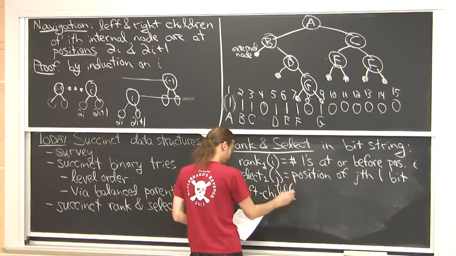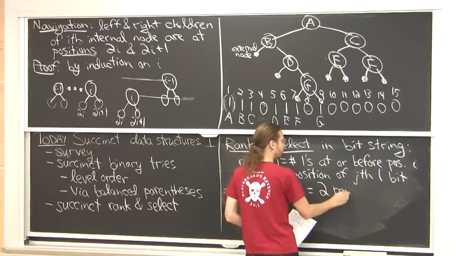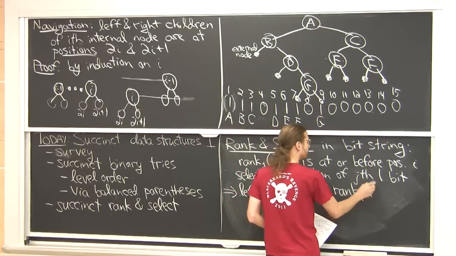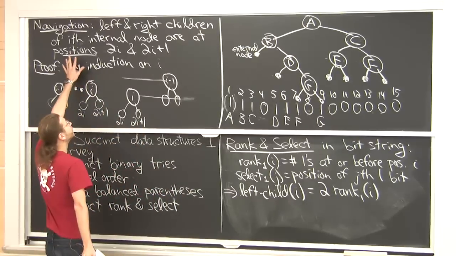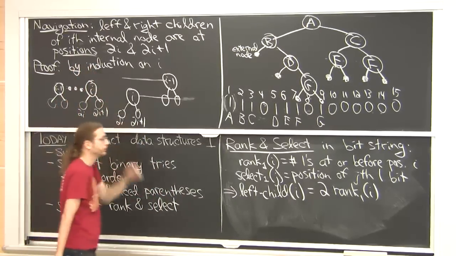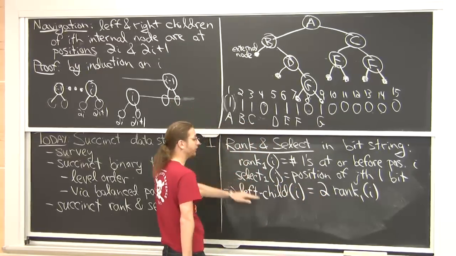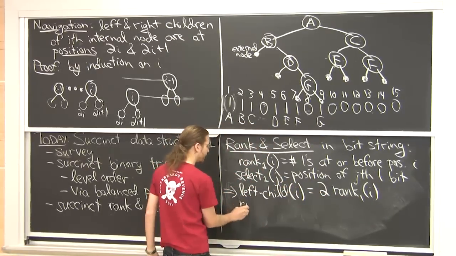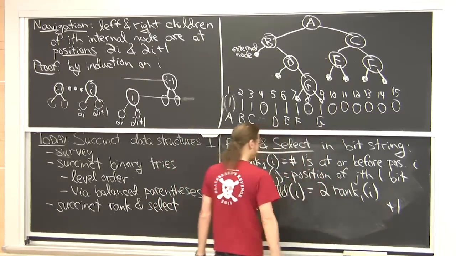So this lets you compute the left child as just being at position twice the rank. Because the rank tells you this value i, which is which internal node you are. That's your rank. You multiply by 2, and that was the position of the left child. Right child is going to be that plus 1.